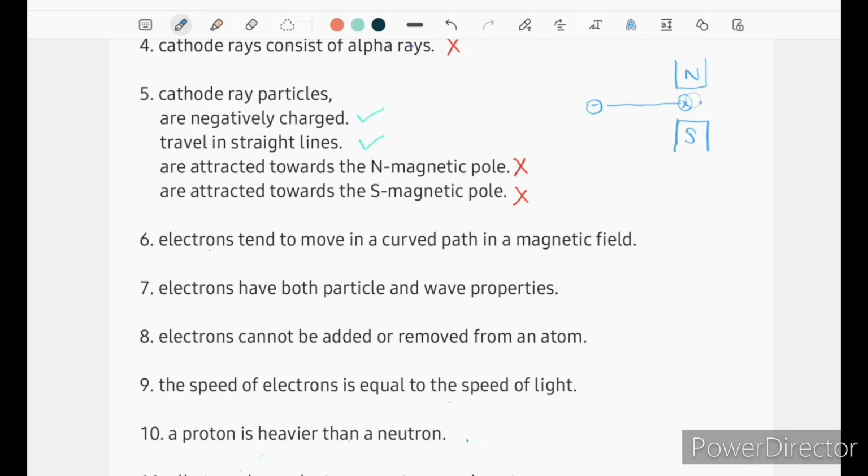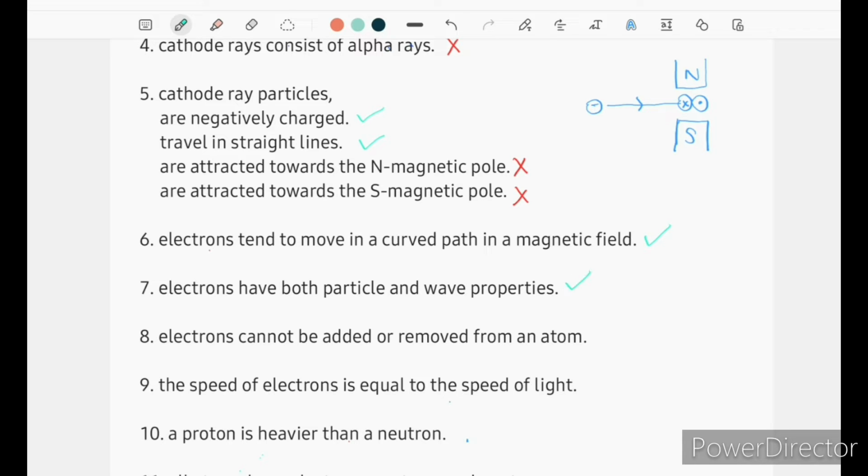The cross represents moving perpendicularly inside of the magnetic field, and the dot represents moving perpendicularly out of the magnetic field. Sixth one, electrons tend to move in a curved path in a magnetic field. That statement is correct.